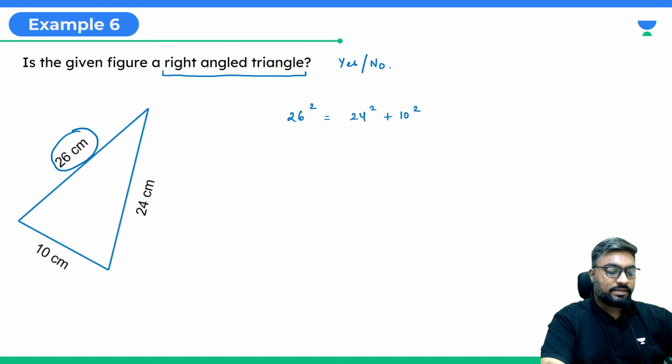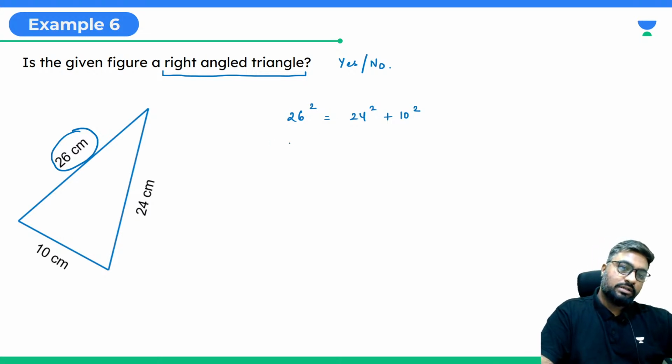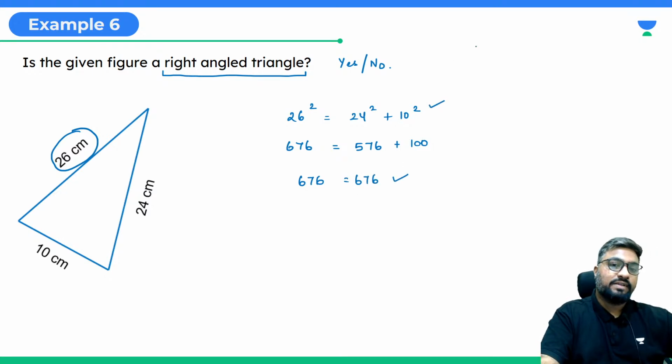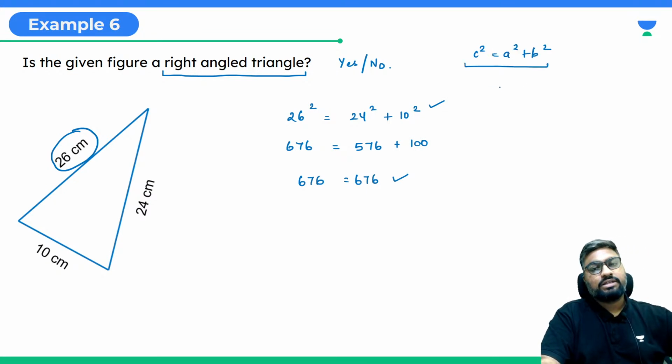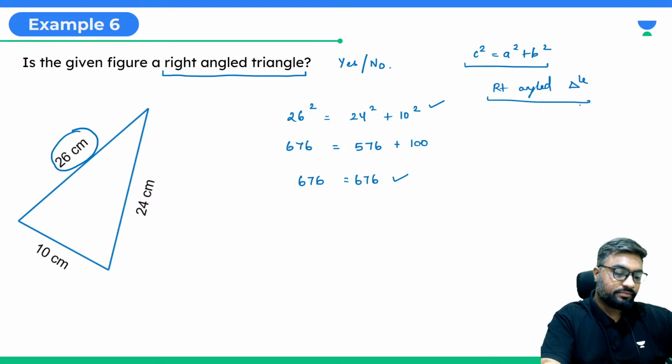Yes, so 26 square is what? 676. Yes, same way 24 square is what? 576. 10 square is what? 100. Does this satisfy? Yes, it satisfies. That means if c square is equal to a square plus b square, then automatically this triangle is a right angle triangle. क्लियर? आ गया गाइस समझ में सबको? डन?